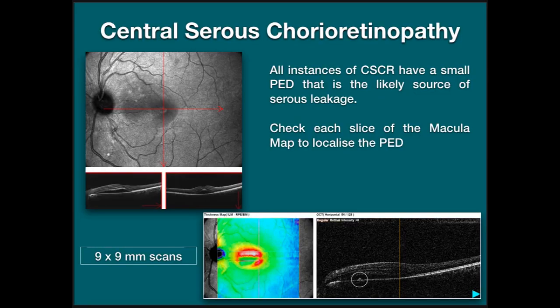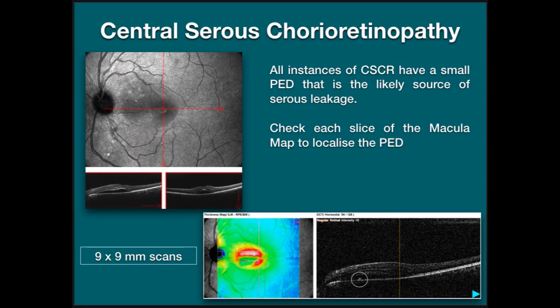All right, this is a gentleman who has central serous chorioretinopathy. In all instances of central serous that I've seen, you can almost always find a PED. And that's really the likely source of the fluid that's coming in under the retina. So what I always do is I check each slice of the macular map to try and locate where the PED is. So in this patient, we can have a look at his on-face SLO image. You can see the area of haziness representing the fluid there.